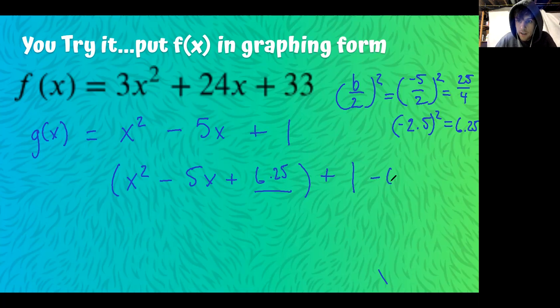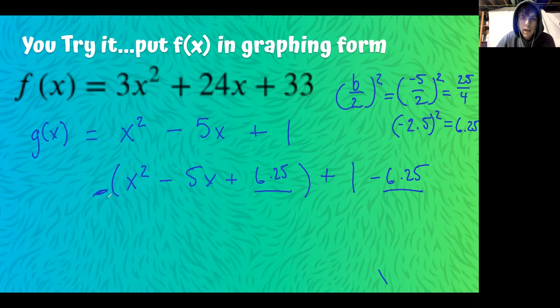And I need to subtract here. Now this one's different, right? Because there's no number here. So I am actually only adding 6.25. If there was some a value, I would need to multiply that and then subtract that amount off on the end here. But since I only added this amount, I can subtract it right there.